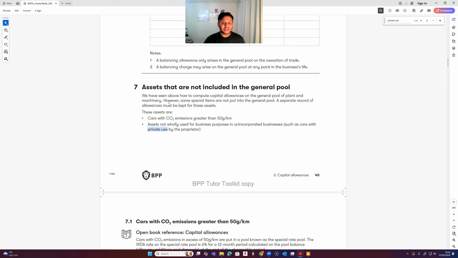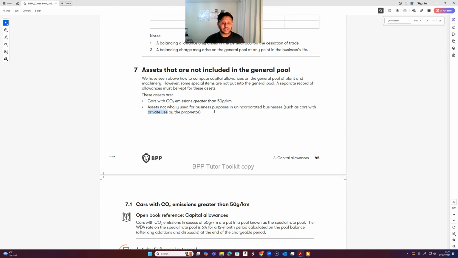So it says, we have seen above how to compute capital allowances on the general pool of plant and machinery. However, some special items are not put into the general pool. A separate record of allowances must be kept of the asset. Okay, what types of asset are those? So these assets are cars with CO2 emission greater than 50 gram. So 0 gram FYA, less than 50 general pool, more than 50 special rate. And for a special rate, if it is private use, then it will go to the private use asset.